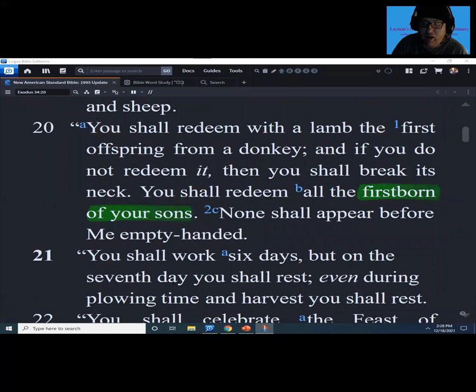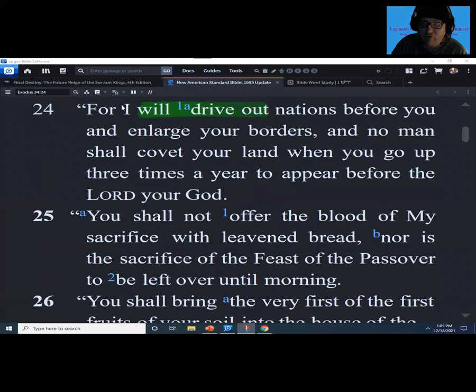Exodus 34:20, back to the firstborn idea. You shall redeem all the firstborn of your sons. None shall appear before me empty-handed. And then here's 34:24: for I will drive out nations before you and enlarge your borders, and no man shall covet your land when you go up three times a year to appear before the Lord your God. So he's talking about driving out the nations.